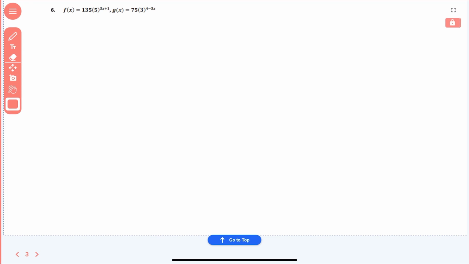All right, page 3, number 6. And same thing, we're still setting them equal to each other. So let's just write it here.